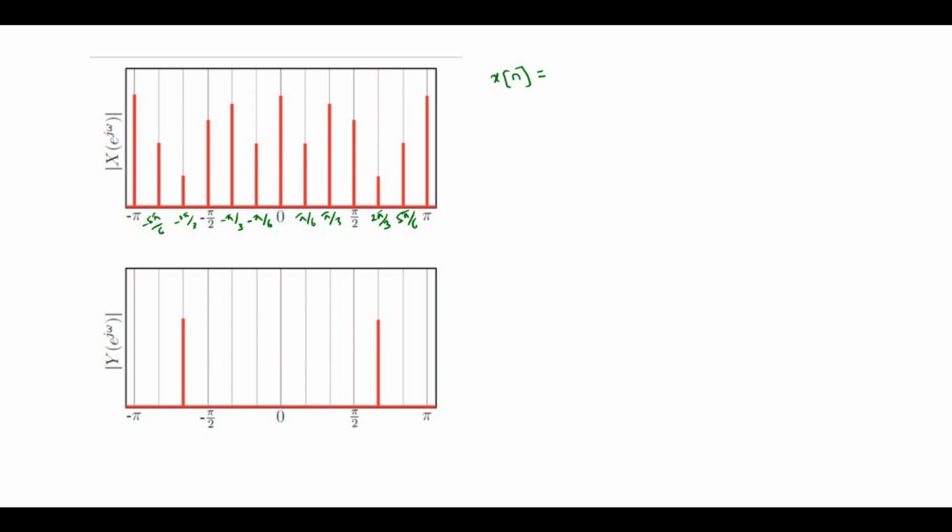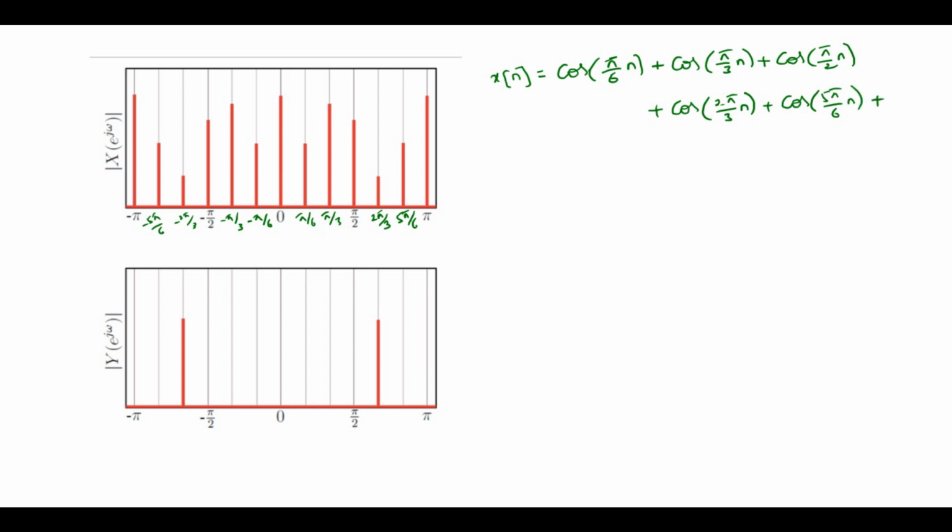Here, for the discrete time signal x[n], the frequencies are at π/6 and −π/6. So there are sinusoidal signals: cos(π/6 n) plus cos(π/3 n), plus cos(π/2 n), plus cos(2π/3 n), plus cos(5π/6 n), plus cos(nπ). So this is a sum of 6 sinusoidal signals.